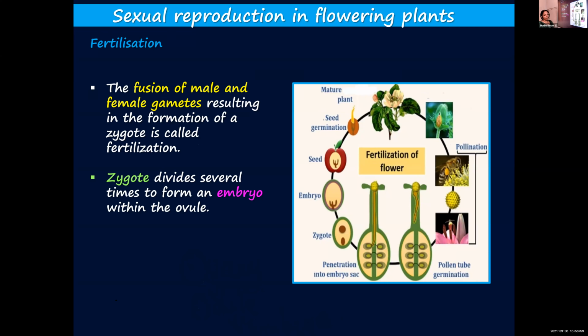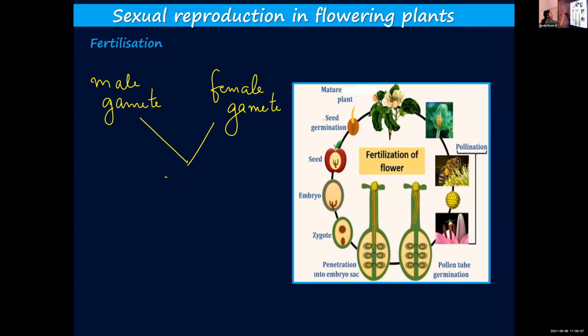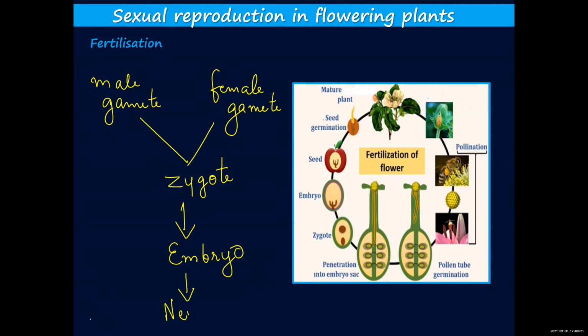Or else I will just simplify it for you. Male gamete, female gamete. These two will fuse. They will form a zygote. Zygote is a single cell, and this zygote will develop into an embryo, and the embryo will form a new individual.